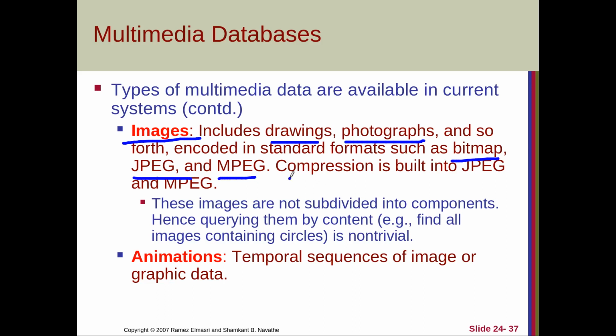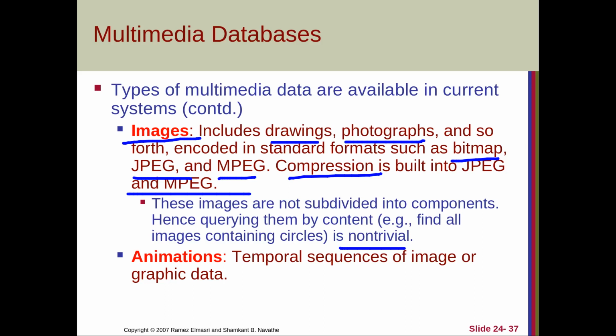As you know, compression is built into JPEG and MPEG, so they are actually compressed. These images are not subdivided into components, hence scoring them by content, for example finding all images containing circles, is not always possible. Even recently there was research on searching by image. Previously it was not possible with Google: if you give an image, whether the corresponding image can be searched. Normally it was not possible with the features of images.